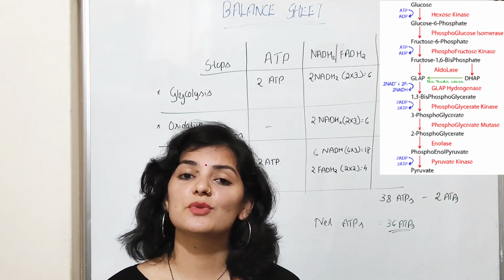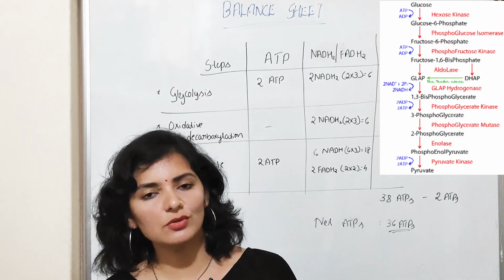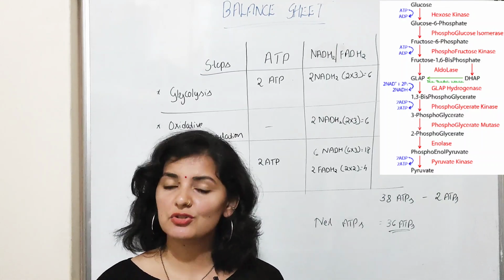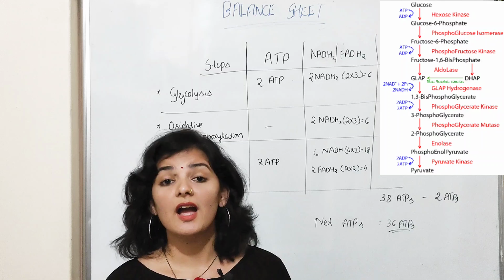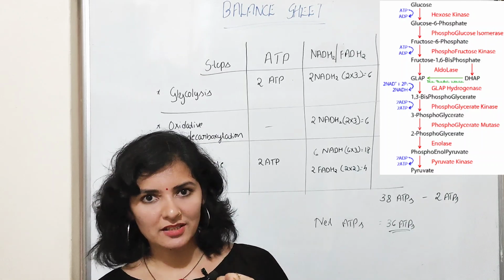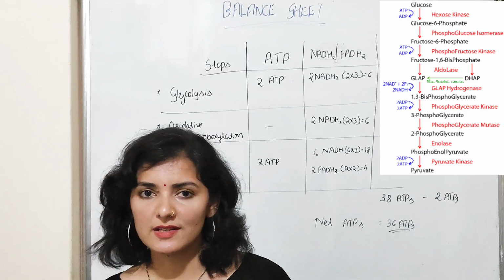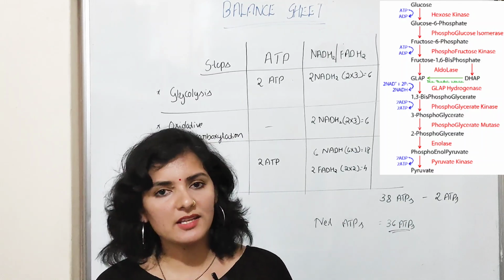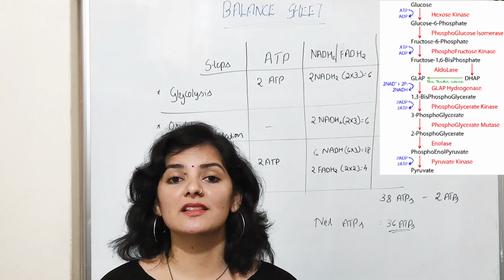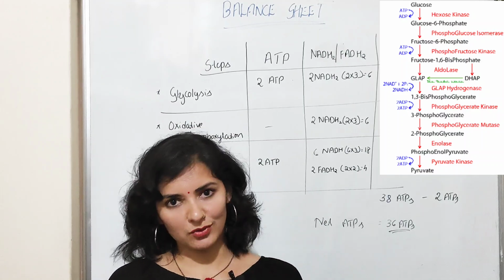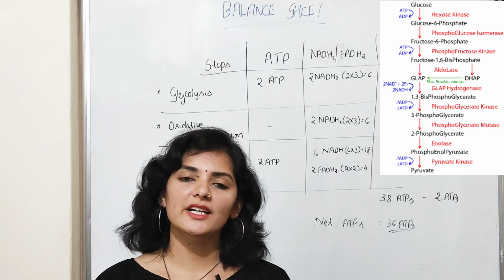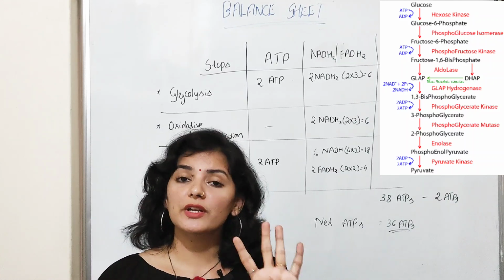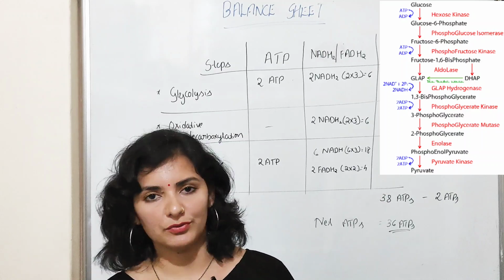1 ATP is synthesized during the conversion of 1,3-bisphosphoglycerate to 3-phosphoglycerate, and one more ATP is synthesized in the last step, during the conversion of phosphoenol pyruvate to pyruvate. And you know that these steps take place twice, because 2 molecules of 3-phosphoglyceraldehyde are converted into 2 molecules of pyruvate. So each step takes place twice. That is why 2 ATPs are synthesized during the conversion of 1,3-bisphosphoglycerate to 3-phosphoglycerate, and 2 ATPs are produced during the conversion of phosphoenol pyruvate to pyruvate. So a total of 4 ATPs are produced in the second half of glycolysis.